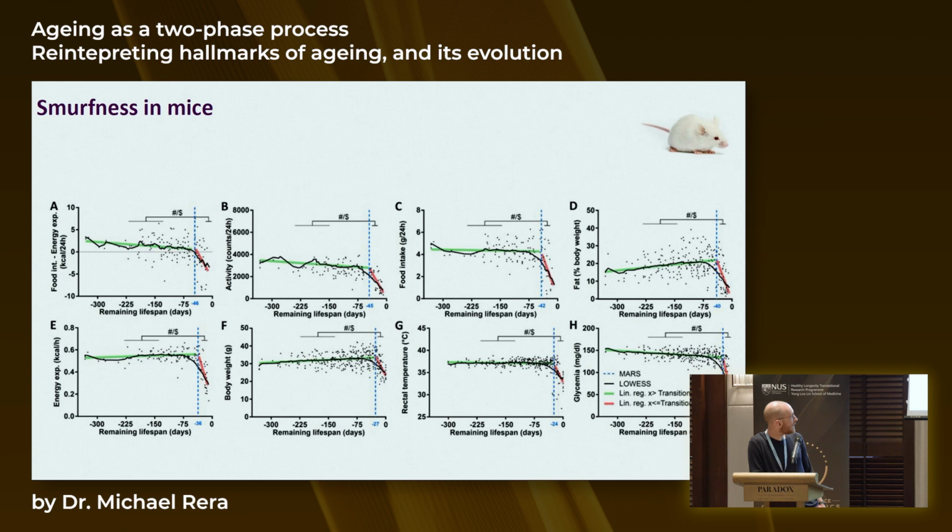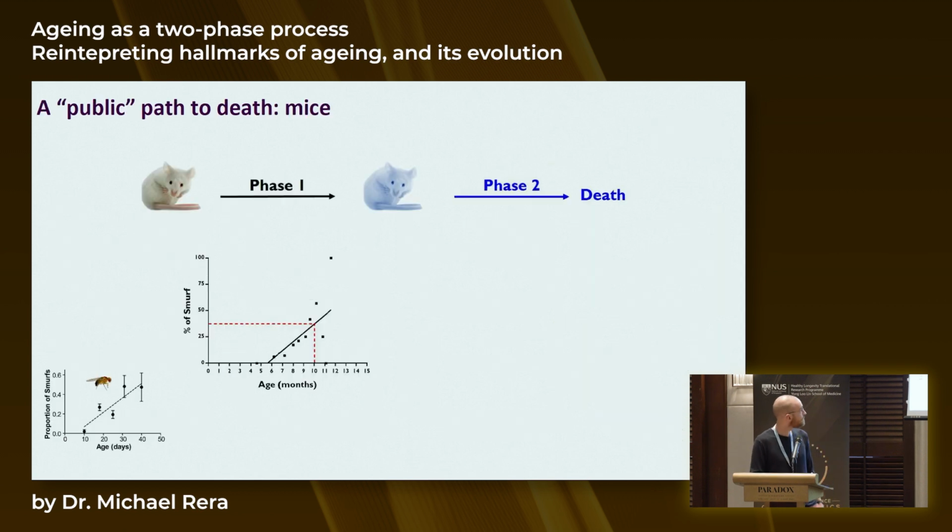You can see here the rectal temperature that drops within the last 25 days of the mice, the glycemia that I showed before, here the body weight, but this is true only in this genetic background. It's not there in the C57 mice. Activity, fat composition, that we previously also described in flies.